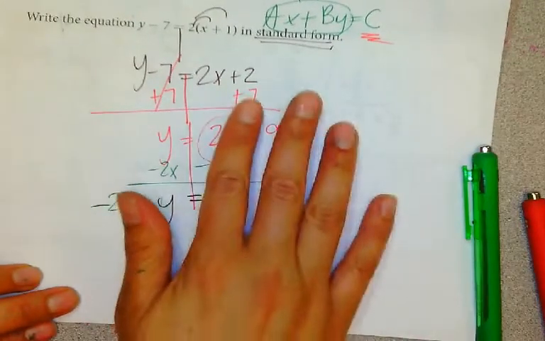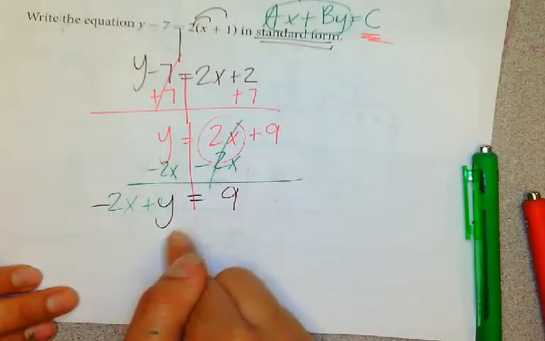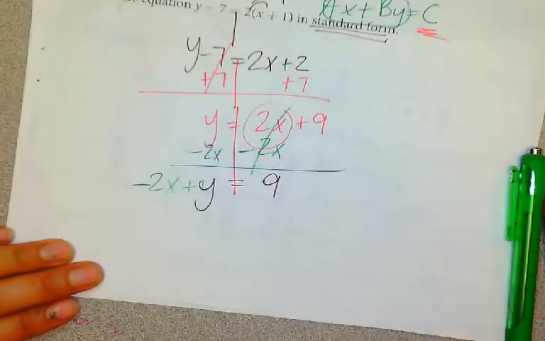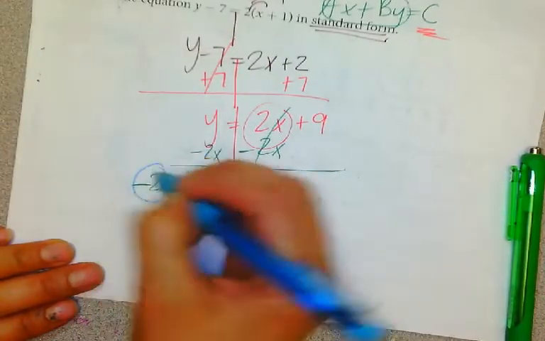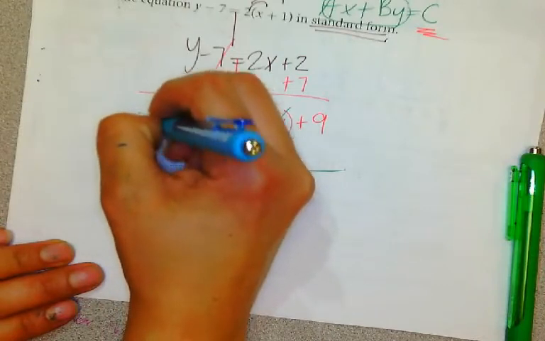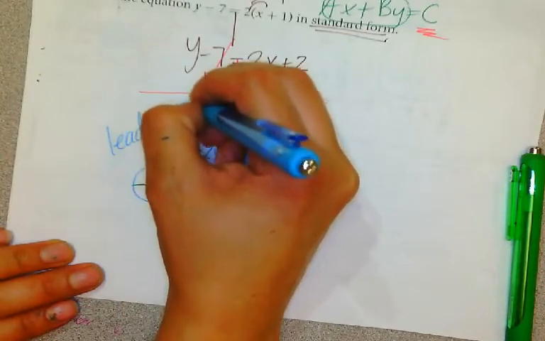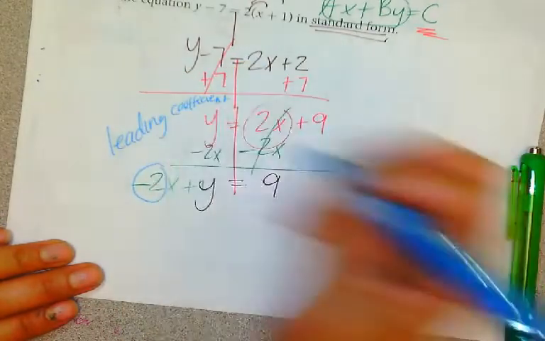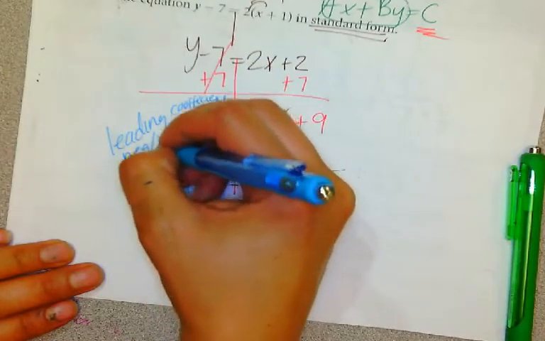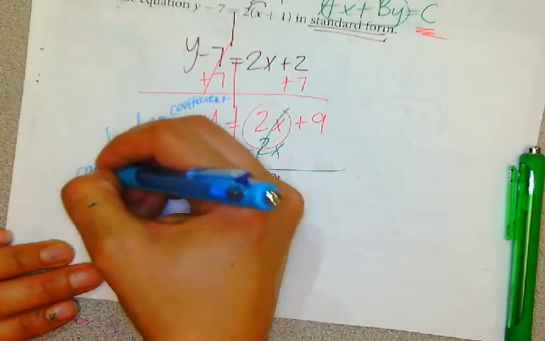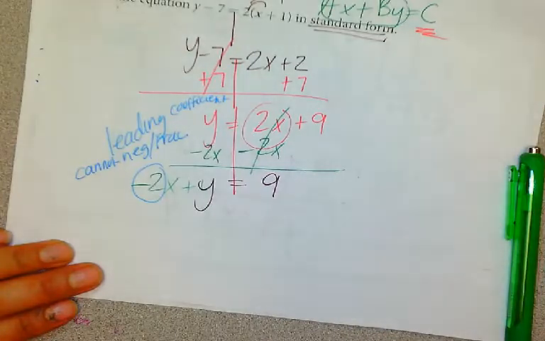Now it seems like I'm done. I have the x and the y on the left and the constant on the right. However, one more time, the leading coefficient cannot be a fraction or a negative.